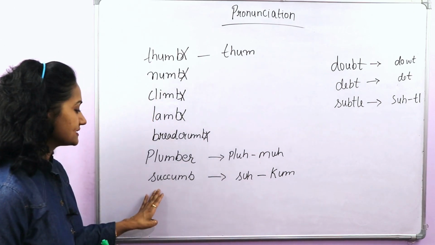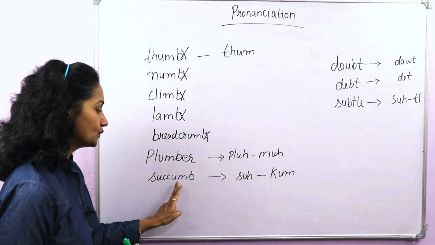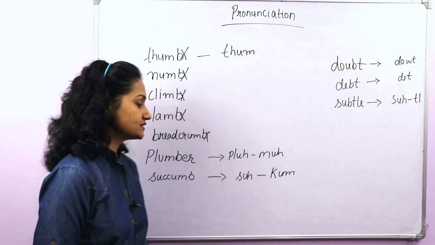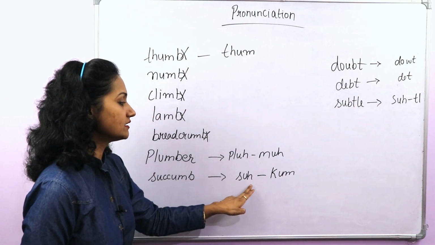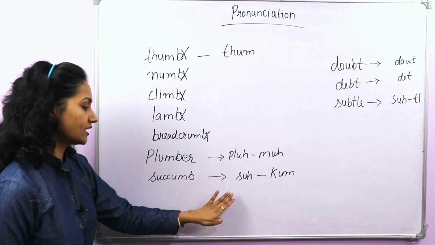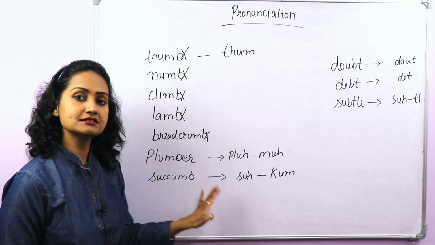Now next is S-U-C-C-U-M-B. How are you going to pronounce this particular word? The pronunciation is succumb. Not with a b sound, it's succumb.